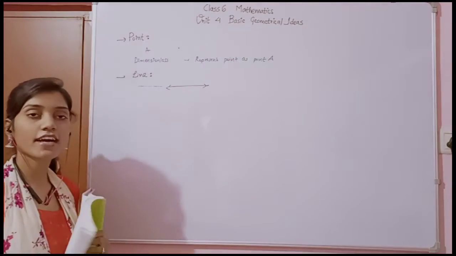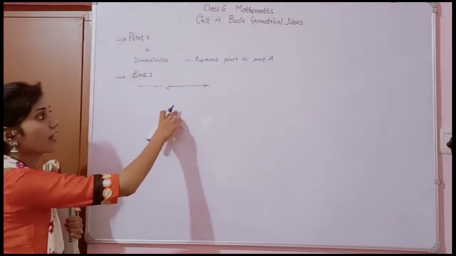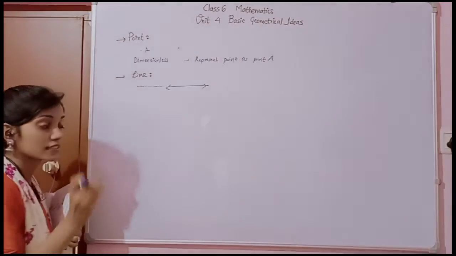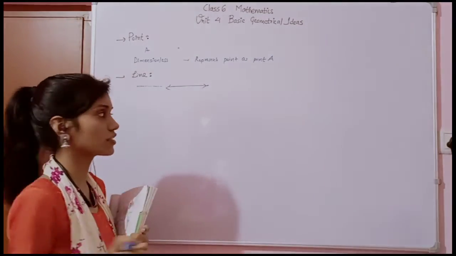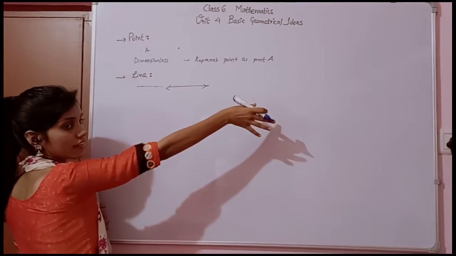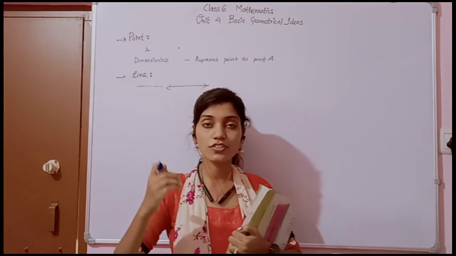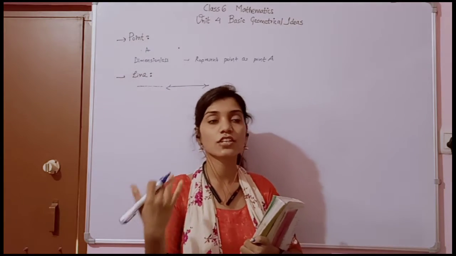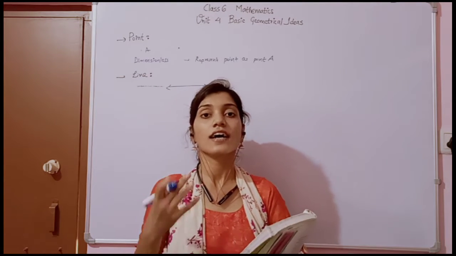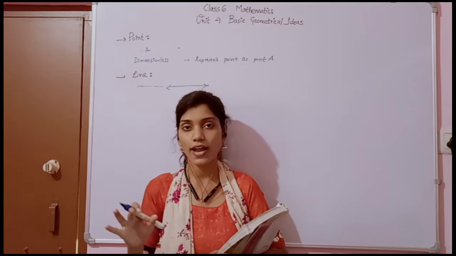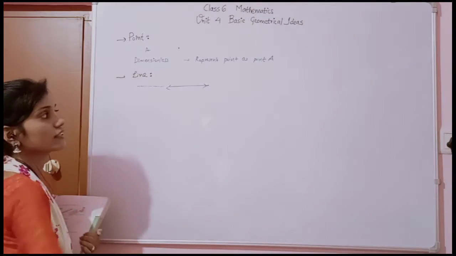Now if I ask you to define a line, what will you say? You will write that a line has no end point. You see there is no end point of a line. A line goes infinitely in both directions. You can see on the right and on the left, it is going on continuously. So if I ask you what is a line, you will say that a line has no end point and it moves towards infinity in both directions.